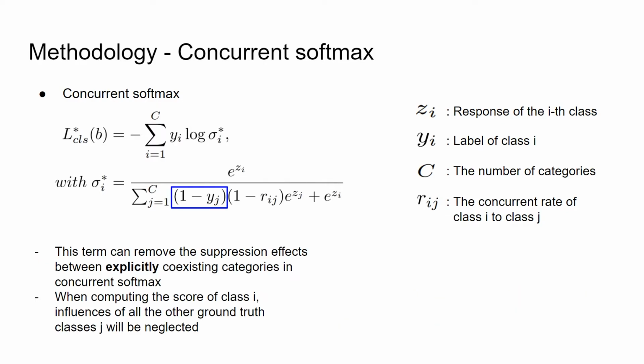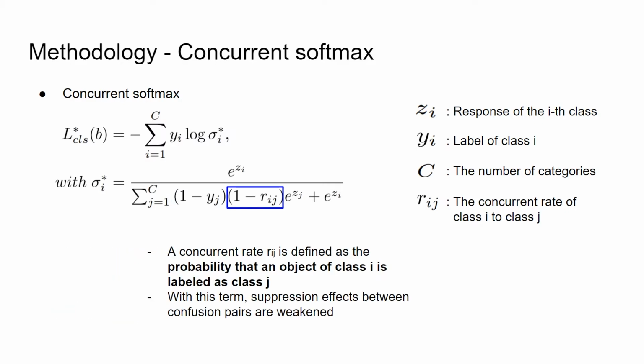The first term is designed for solving the explicit multiple label problem. The 1 minus y_j term can remove the suppression effects between explicitly coexisting categories in concurrent softmax. The second term is designed for solving the implicit multiple labels problem. The R_ij denotes the concurrent rate of class i to class j. So this term can weaken the suppression effects between confusion pairs.